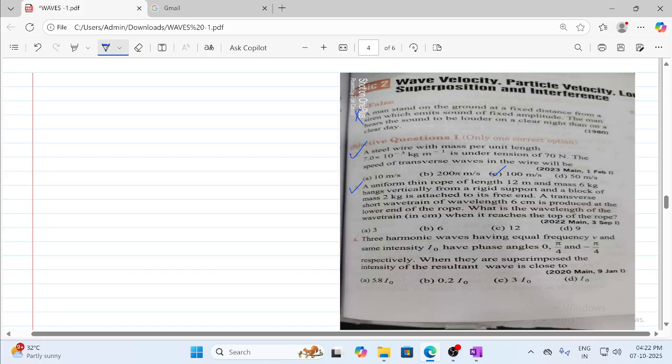A thin rope of length 12 and mass hangs vertically from a rigid support and a block is attached to its free end. A transverse wave of wavelength 6 centimeter is produced at the lower end of the rope. What is the wavelength of the wave train when it reaches the top of the rope? Velocity is equal to wavelength into frequency, right? If you keep the frequency same, velocity will become proportional to lambda. That kind of concept will be applied here.